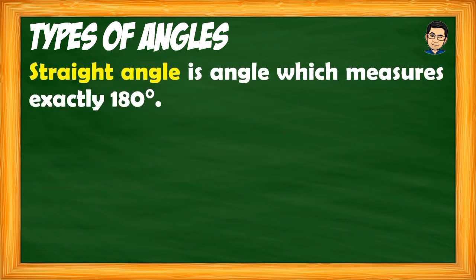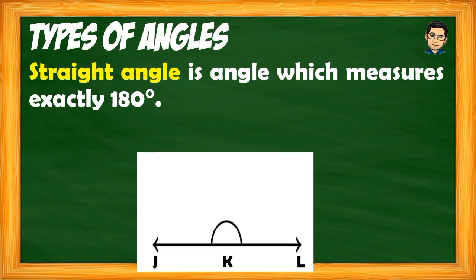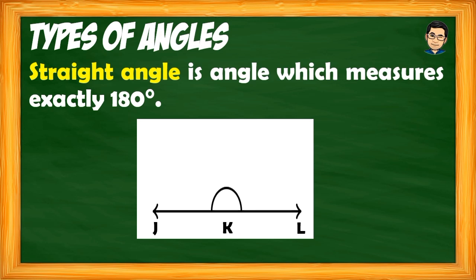So, the next one is the very obvious one, the straight angle. An angle which measures exactly 180 degrees. So, straight. Diretso lang po. Kung paano natin nakikita yung straight line, ganun din po yung straight angle.